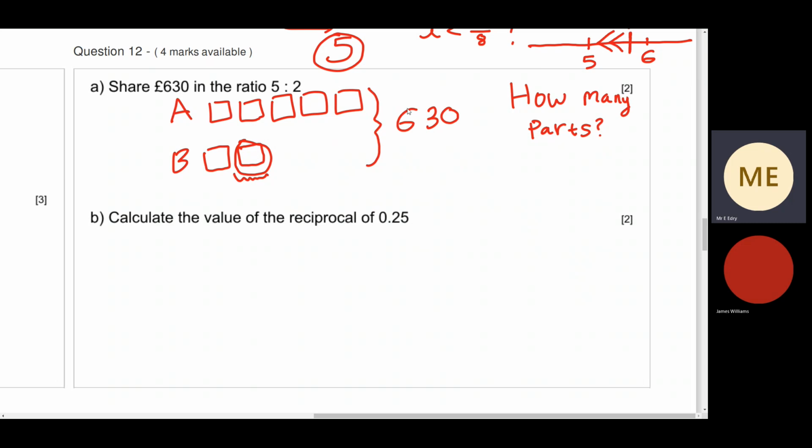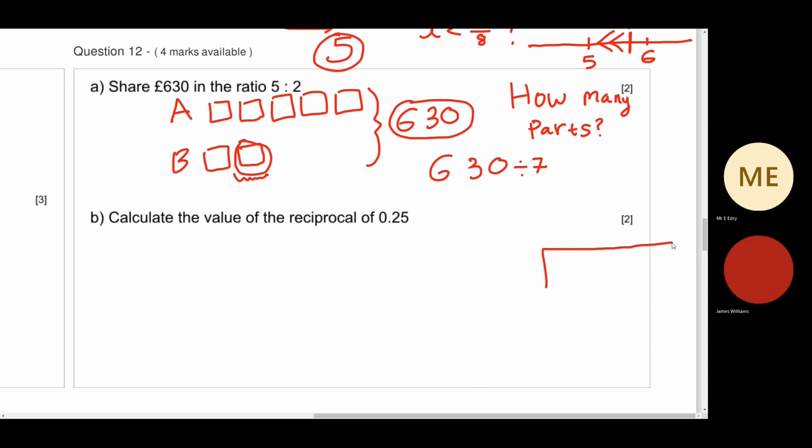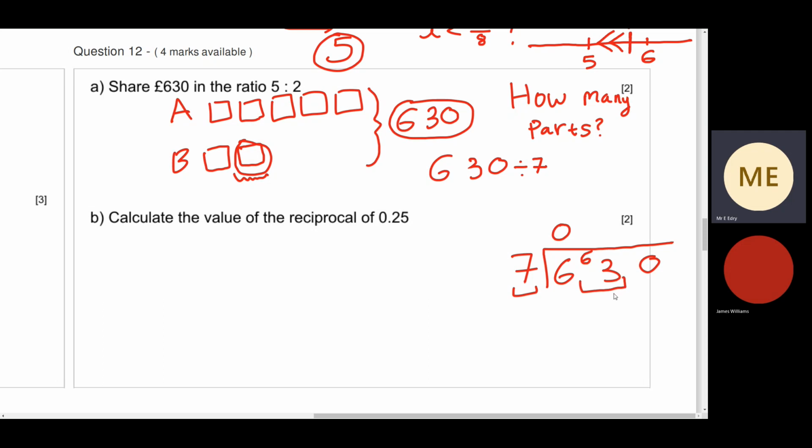So what I need to do is share 630 into 7. So that means I need to do a divide. So I've got to do 630 divided by 7, and that will give me the value of 1 box. So I would use a bus stop again. So 7 into 6 goes none, remainder 6. How many 7s are in 63?